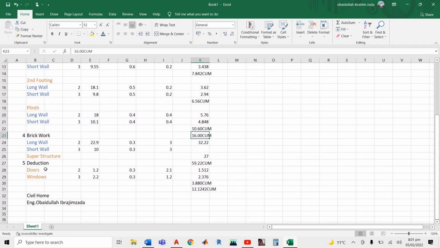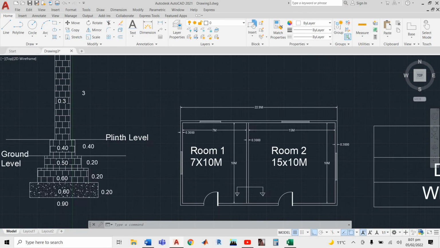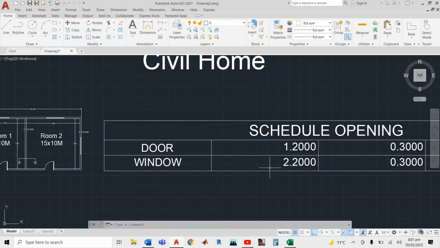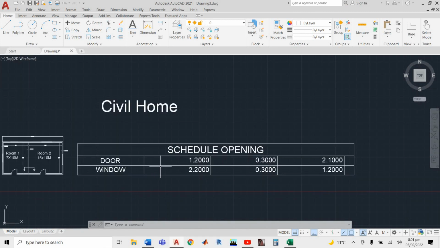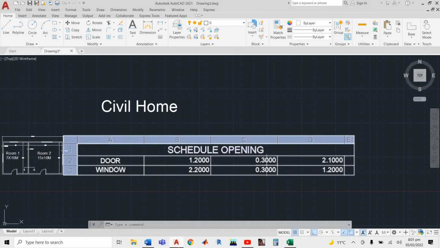Then we have deduction, door and window. How many doors we have? 2. How many windows we have? 3. If you see here, we have window 3 and we have door 2. Here we have also the schedule of opening. 1.2 length, width 0.3 and height 2.1, and for window also we have.